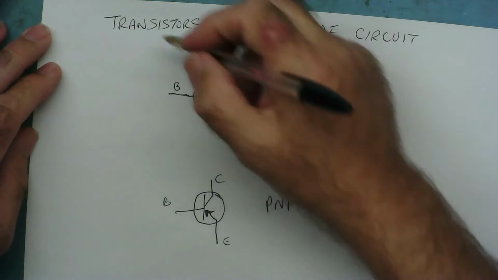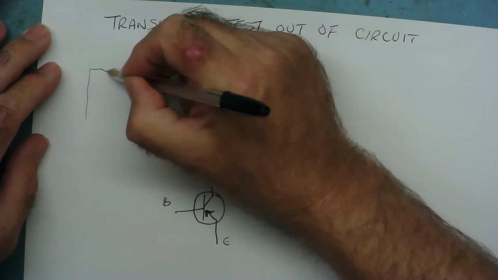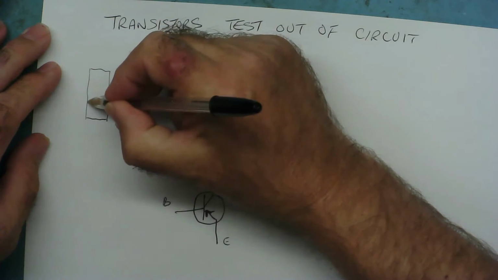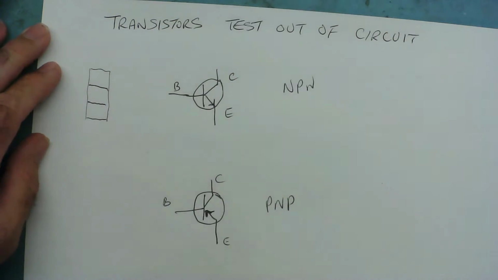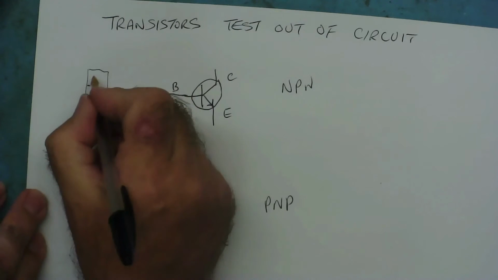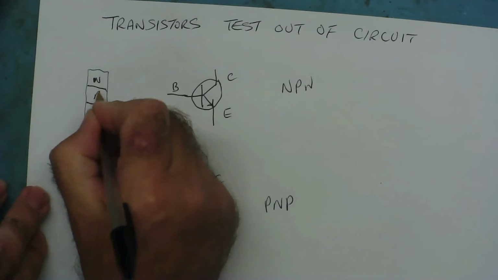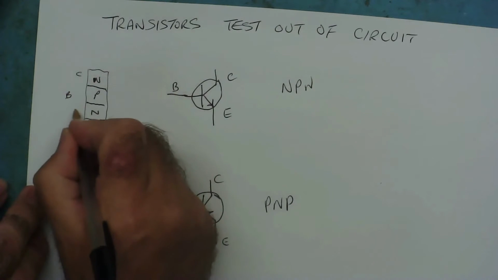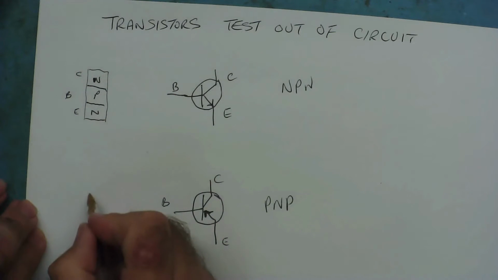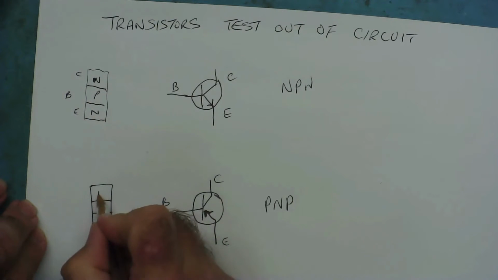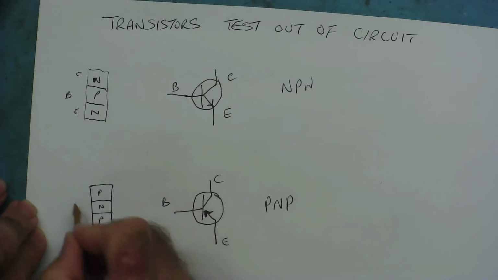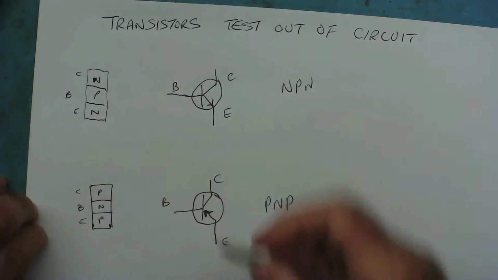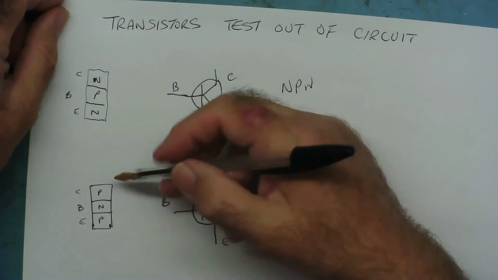A transistor, as you'll know if you watch other videos, is made of 3 layers of doped silicon. So on an NPN, this is N type, this is P type, and this is N type, and this is the base, collector, emitter. And on a PNP transistor, same but different. This is P, this is N, this is P, again base, collector, emitter.